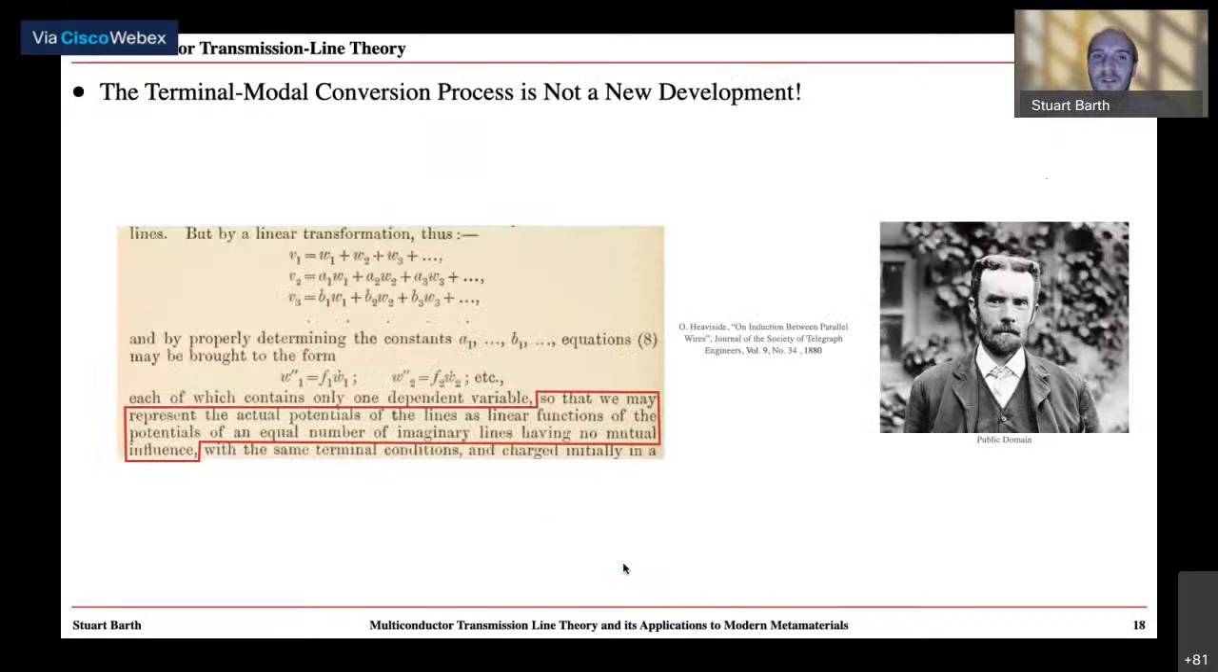Interestingly enough, this terminal to modal domain conversion process is not a new development. Once again, Oliver Heaviside was on the case in the 1880s, and I've highlighted some text from his work. He says, "So that we may represent the actual potentials of the lines, that is the terminal domain quantities, as linear functions of the potentials of an equal number of imaginary lines having no influence, that is the modal domain."